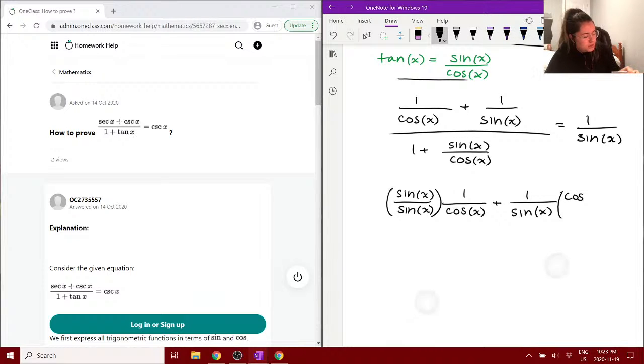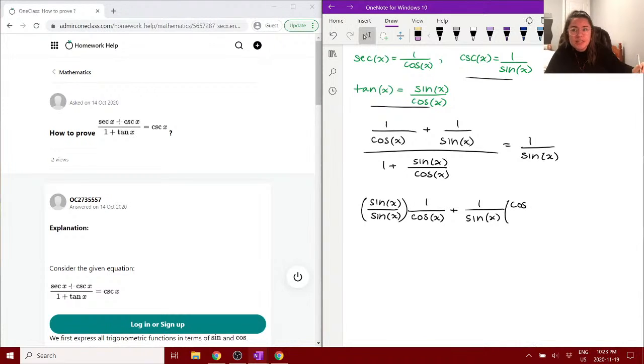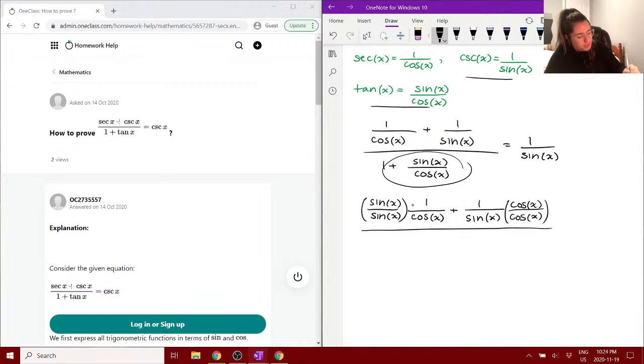I'm going to run out of room, so let's zoom out a tiny bit. That's cos of x over cos of x. Multiplying that by this term, which is essentially 1, right? And that is just to get the common denominator, because now across the denominator for both of the fractions, we have sine x cos x, right? So we'll do that in the next step, but first let's look at the denominator of the entire fraction.